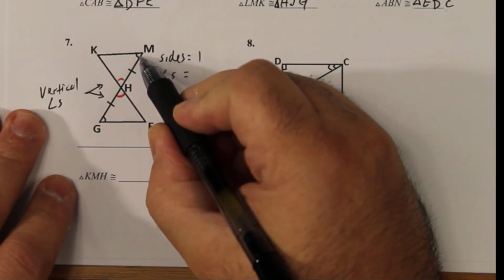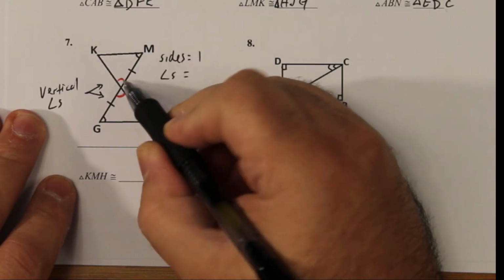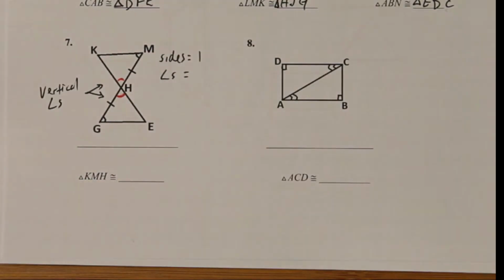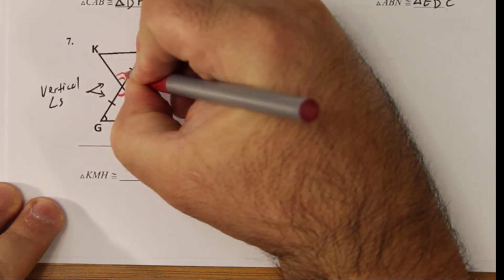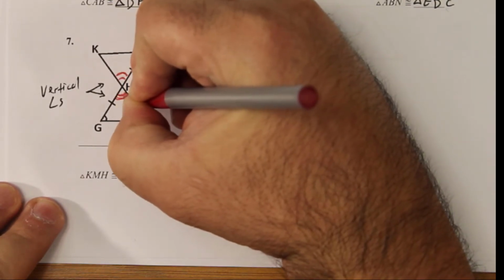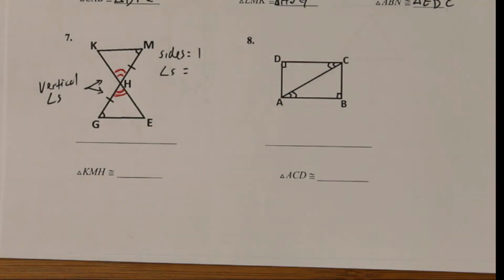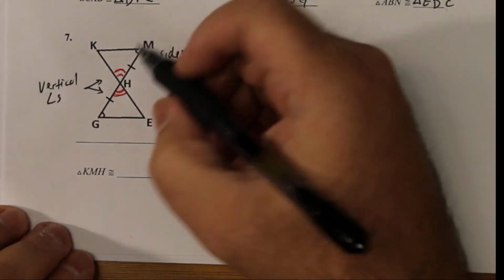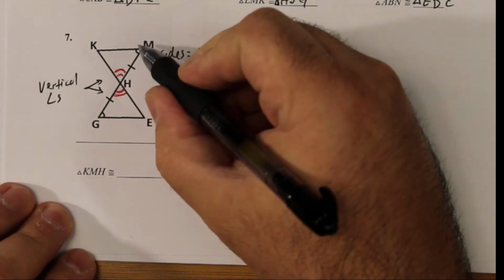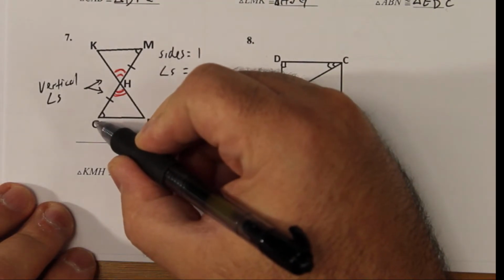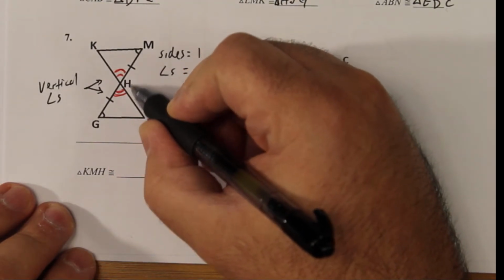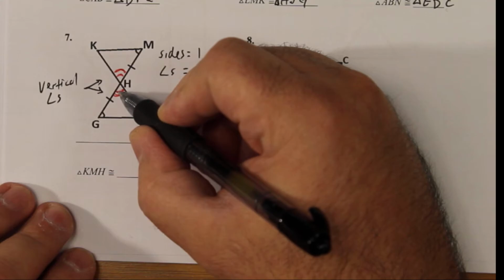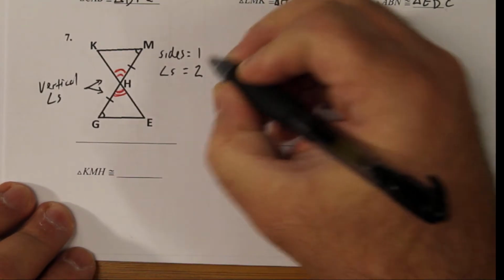M and H are both, oh, I should put a different symbol for that. Sorry. We don't want to say that they're both congruent to the same angles. So I'm going to add an extra little set of arcs right there. Okay. So we have, for angles, once again, M has a mark, so there's 1, and then H has 2 marks that we put, the vertical angles, so that's 2. So we have 2 of those.